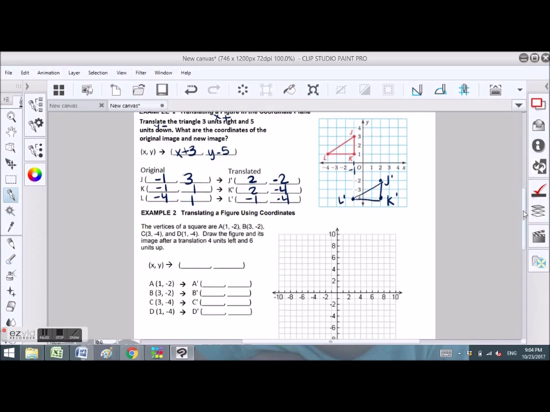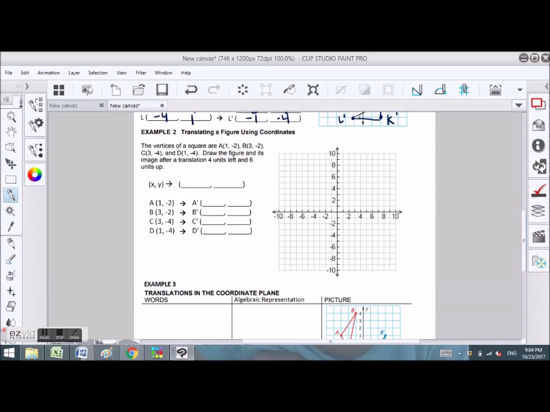So let's look at the second example. It said the vertices of a square are A, 1, negative 2, B, 3, negative 2, C, 3, negative 4, and D, 1, negative 4. Draw the figure and its image after a translation 4 units left and 6 units up. So 4 units to the left means we're subtracting, and 6 units up means we're adding. So this is subtracting from x, and this is adding to y. So our algebraic representation is x minus 4 and y plus 6.